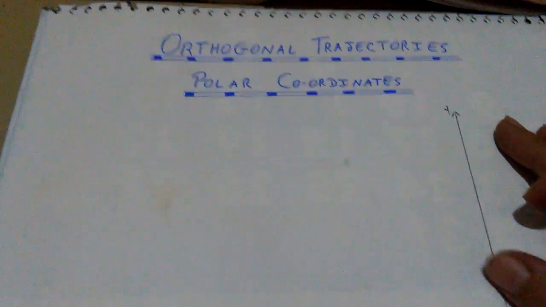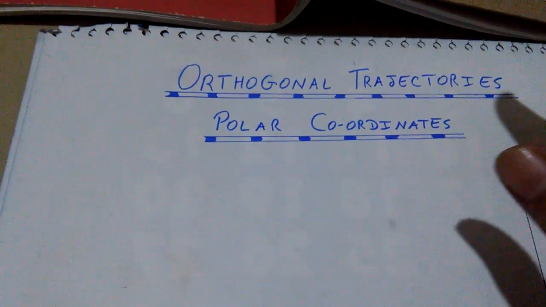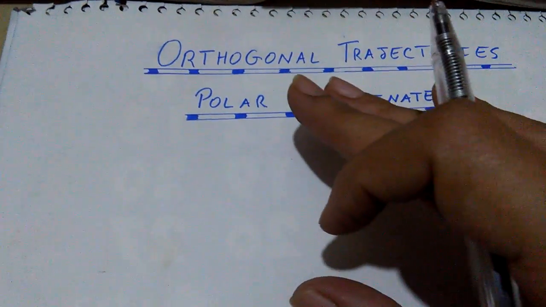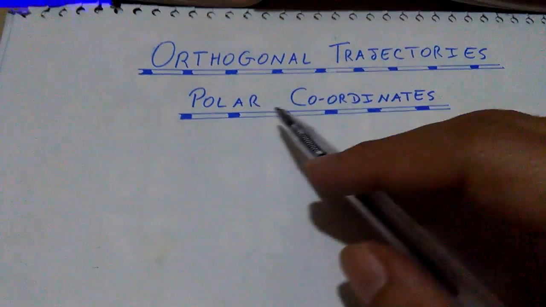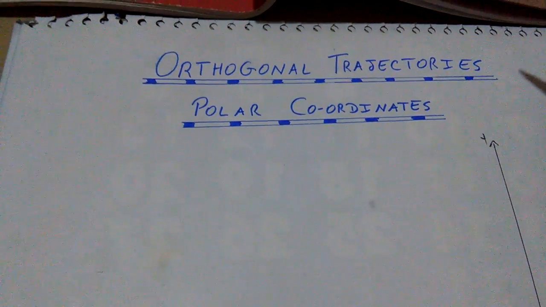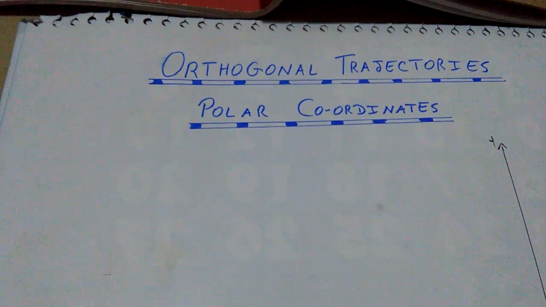In this video we'll try to understand the derivation of perpendicular or normal trajectories, or orthogonal trajectories, with respect to polar coordinates. We're not going to discuss the examples; they will be included in the next video.